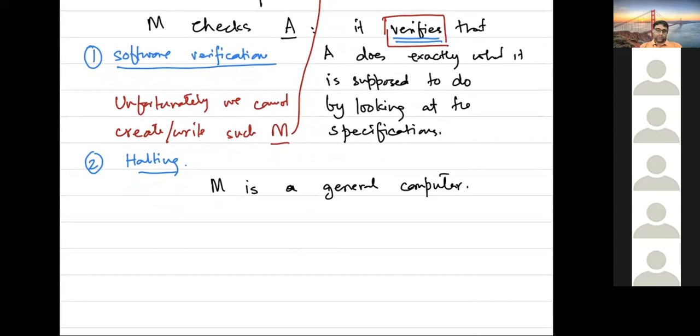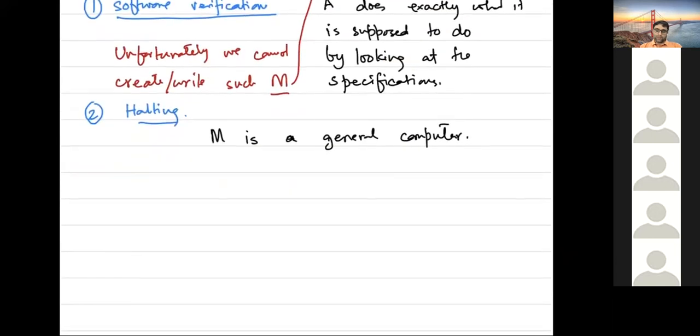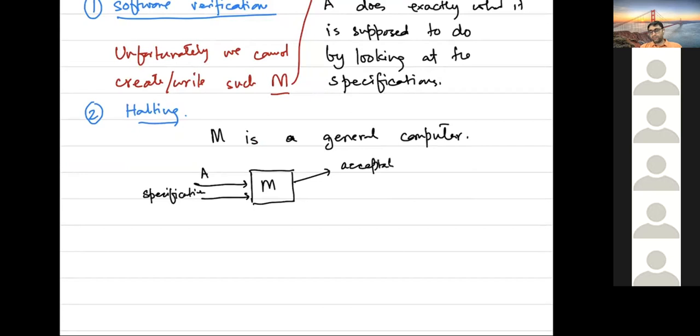So what we would actually do is send two things. This machine M will receive the program A, okay? And it will receive the specification of it, that is, what this program does. And then it will decide: yes, it is correct, so it is acceptable, or not.